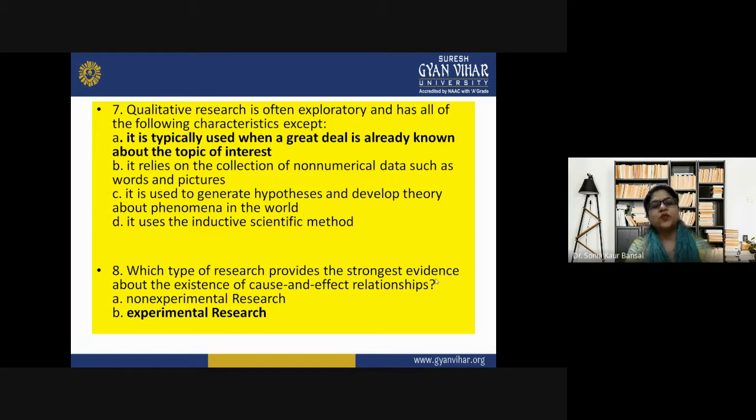Then question 8 is: which type of research provides the strongest evidence about the existence of a cause and effect relationship? There are two options, non-experimental research and experimental research. The correct answer would be experimental research, because this type of research provides the strongest evidence about the existence of a cause and effect relationship. This is how it is done in experimental types of research, specifically in scientific research.